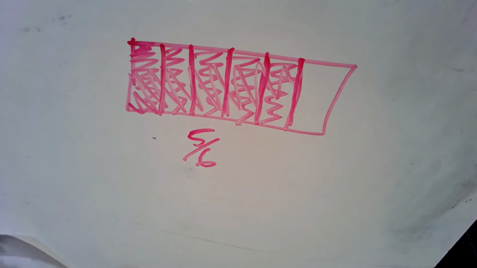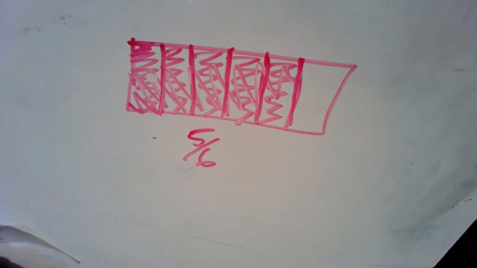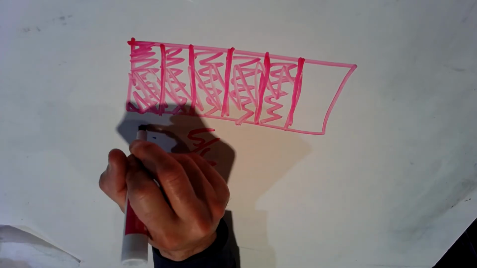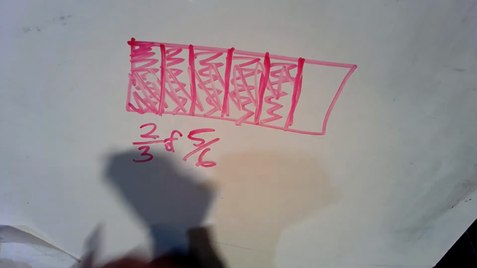Okay, let's try another one. Here you can see that 5/6 of a Kit Kat bar has been shaded in. 1/6, 2/6, 3/6, 4/6, 5/6. 5/6 has been shaded. Let's say I wanted to find 2/3 of 5/6.